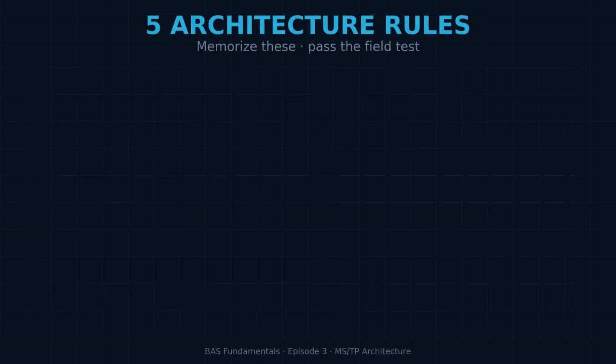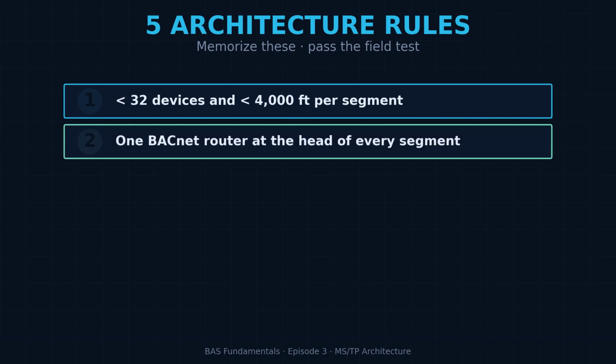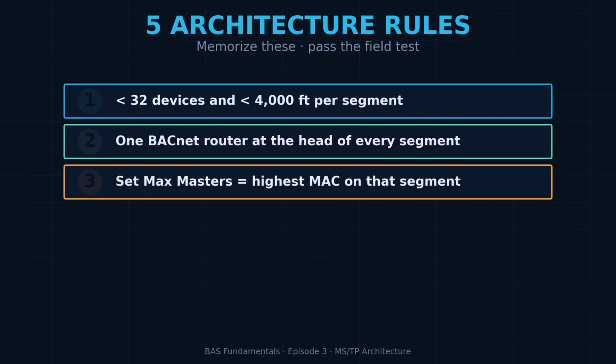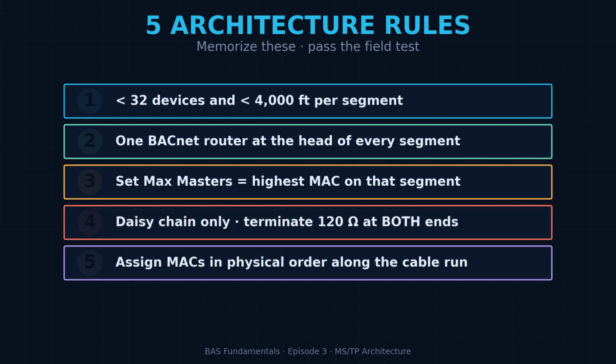A few architecture rules worth memorizing. 1. Keep each MSTP segment under 32 devices and under 4,000 feet. 2. Put a BACnet router at the head of every segment so each segment becomes its own network number. 3. Set max masters on every device to match the highest MAC on the segment. 4. Always wire daisy chain, always terminate both ends.